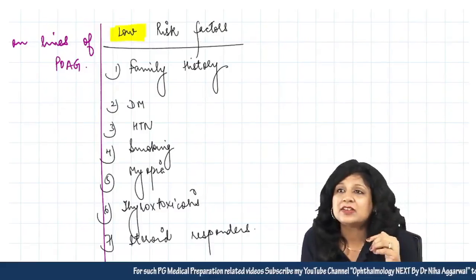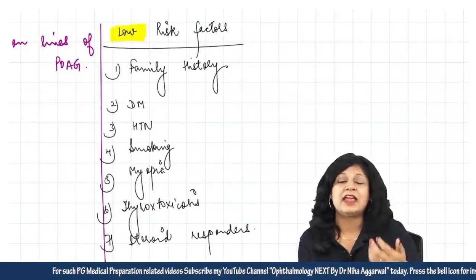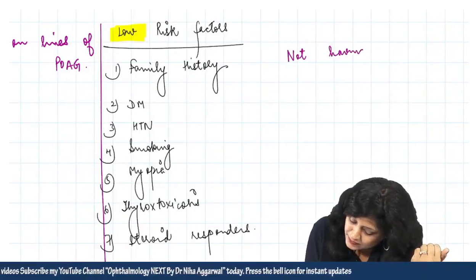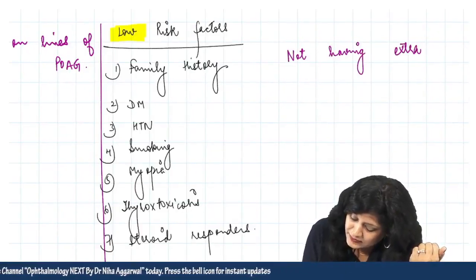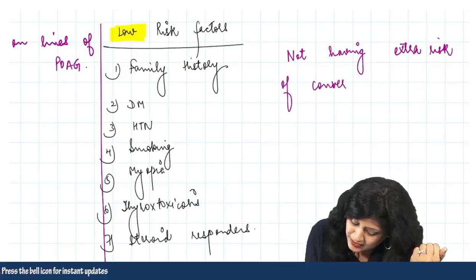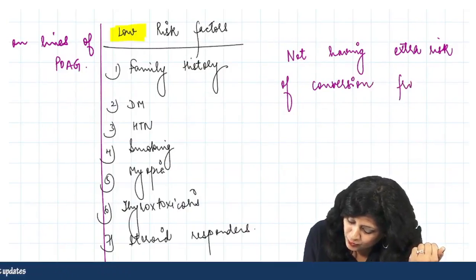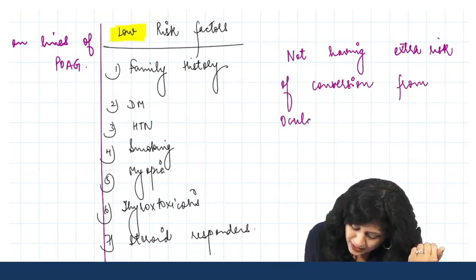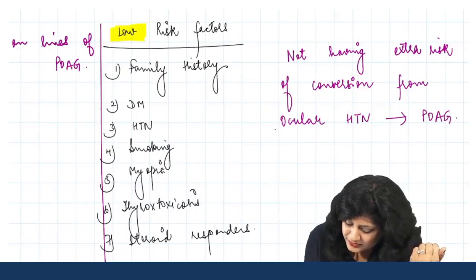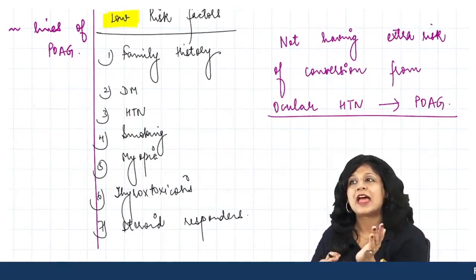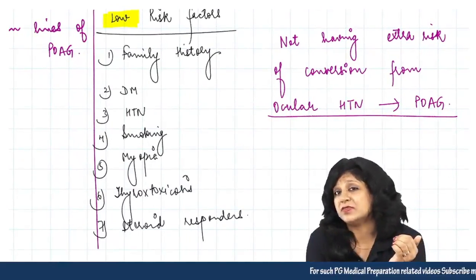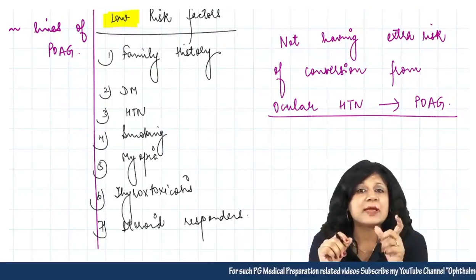They are the risk factors of POAG, but they do not have the extra risk of conversion from ocular hypertension to POAG. So they have the risk of glaucoma in itself, but they do not have the added risk that their ocular hypertension can get converted into POAG. So this is the basic that you should know.